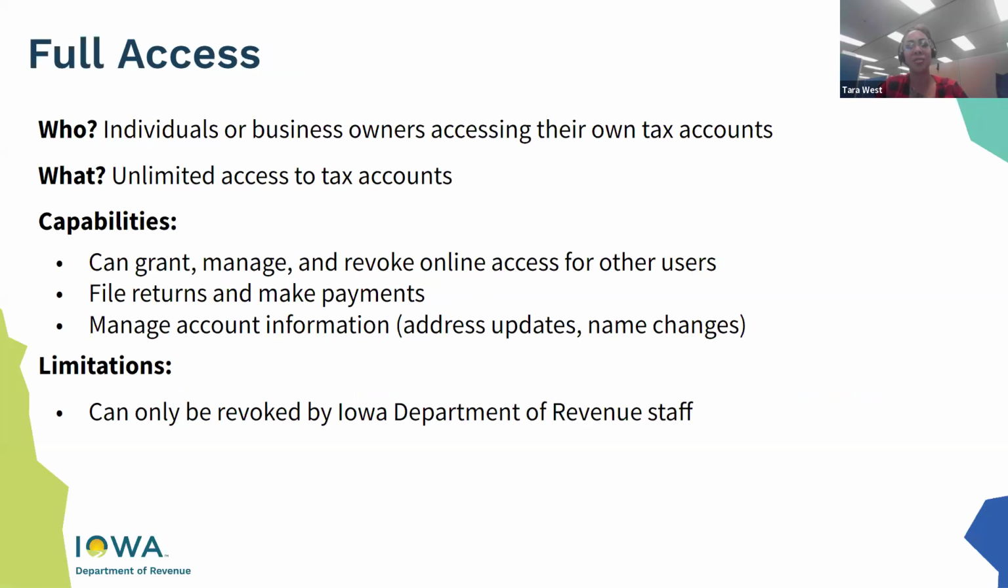So let's go ahead and talk about the levels of access and who they pertain to. Full access is typically geared towards our business owners or individuals of a business, such as officers. You have unlimited access to your tax accounts, which includes the ability to communicate with the department, file returns, make payments, update your account information, and manage other users who may have access to your account. This level of access can be canceled by the user themselves via settings, or it can be revoked by the department if the individual requesting the revocation is authorized.